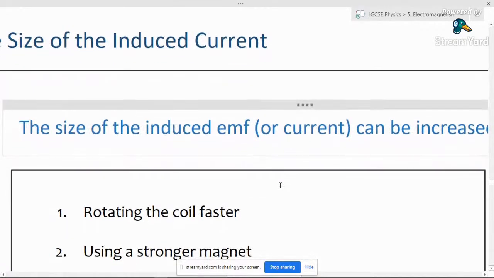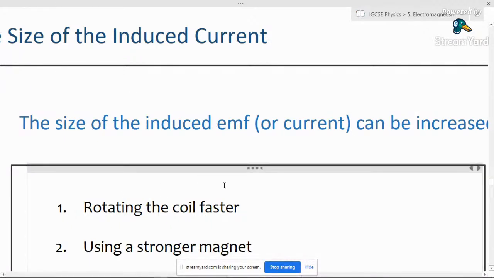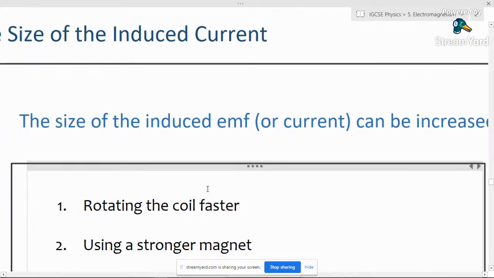So that's one thing. The next thing, you could use a stronger magnet. If it's all about moving a wire through a magnetic field, well, it makes sense that a stronger magnetic field would induce a larger EMF also. So you can rotate the coil faster, use a stronger magnet.